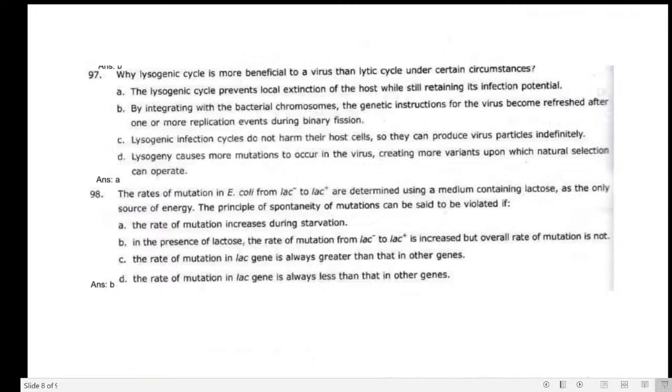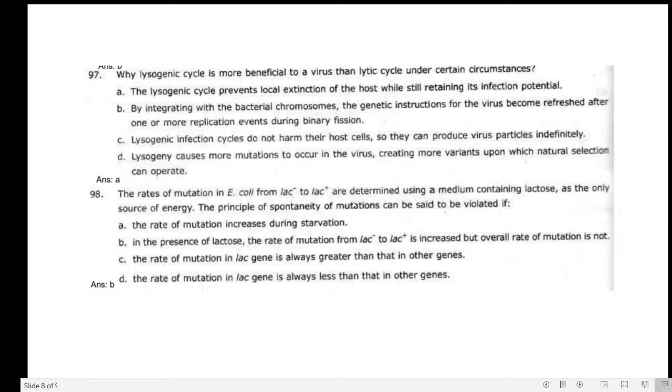Next one is the very easiest question, a direct question. The lysogenic cycle is more beneficial to virus than the lytic cycle under certain circumstances. What is the lysogenic cycle? Prevent local extinction of host, while still retaining its infection potential. Okay, this is the reason.